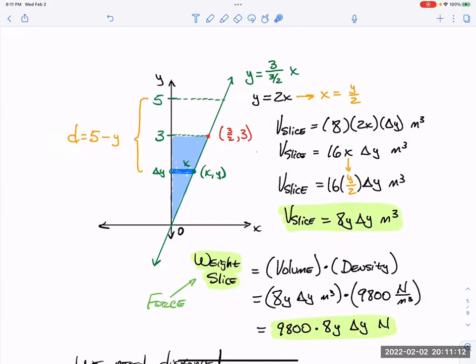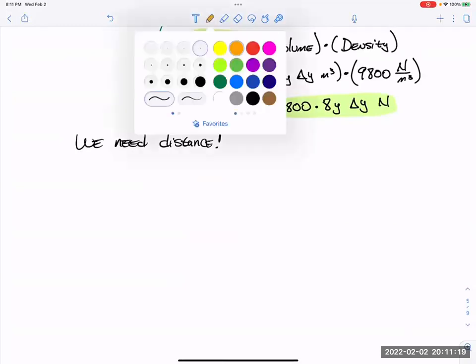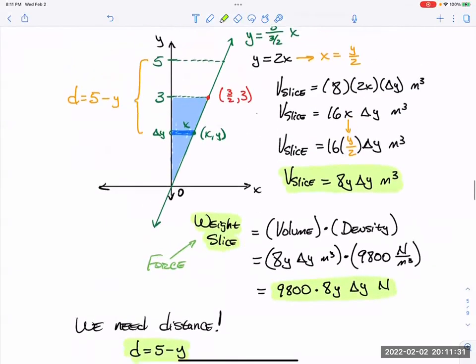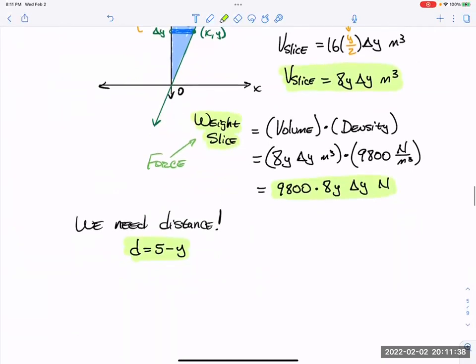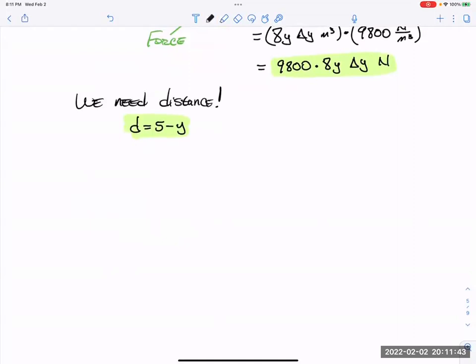So we know the force, and now we know the distance. So let's go back to here. So our distance then will be 5 minus y. And that's looking at your model right here. Okay, that puts that together. So now we have our force and distance. Now finally we can finish this off, and we're going to do this quickly so we can take a break here.